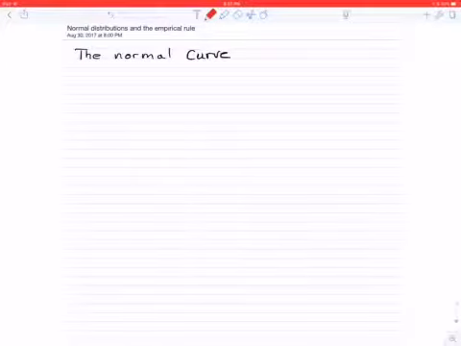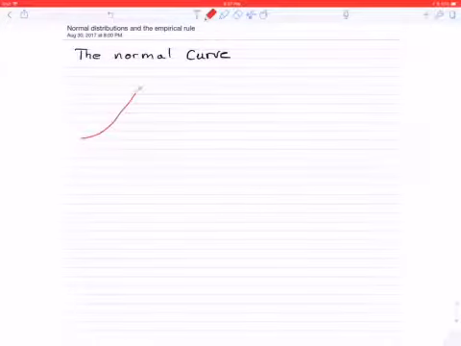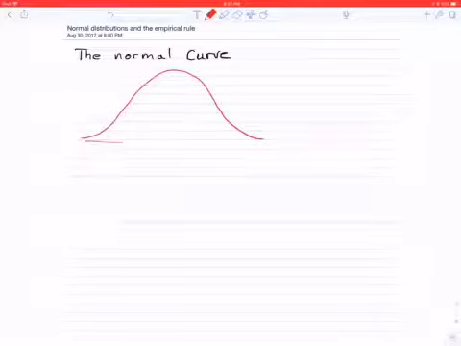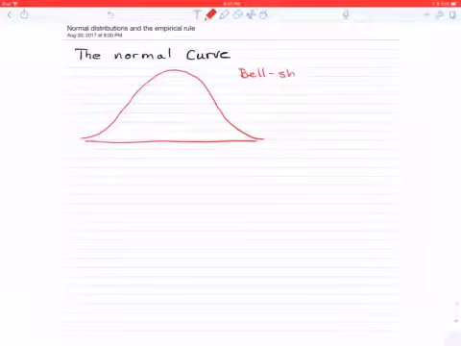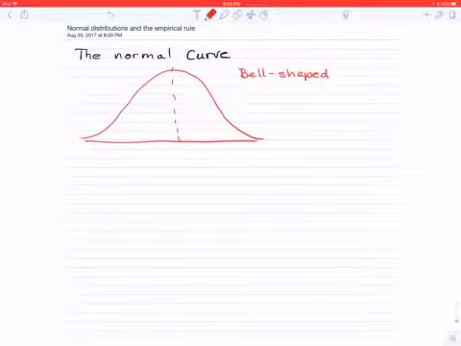Histograms may come in many different shapes. A very important shape in statistics is the normal distribution. The shape looks like a bell, so we say it's bell-shaped. And it's symmetrical about the center.